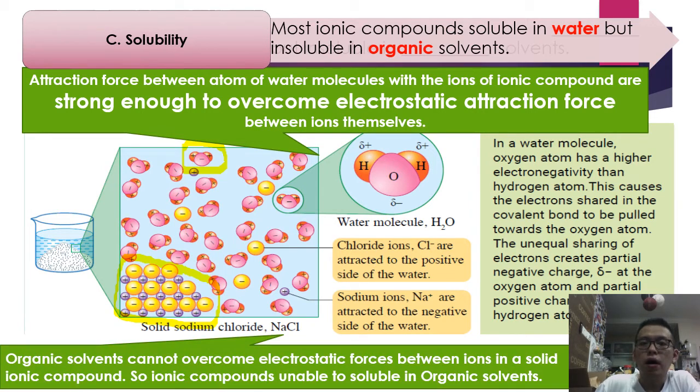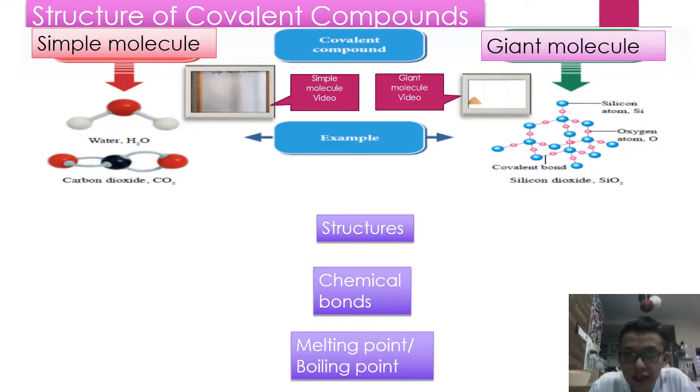That's why ionic compounds are soluble in water, while organic solvents cannot, because they can't overcome the electrostatic force between the ions in the ionic compound. So the ionic compound is unable to dissolve in the organic solvent. The structure of covalent compounds can be divided into simple molecules and giant molecules. Examples of simple molecules: water, carbon dioxide. Giant molecule: silicon dioxide.